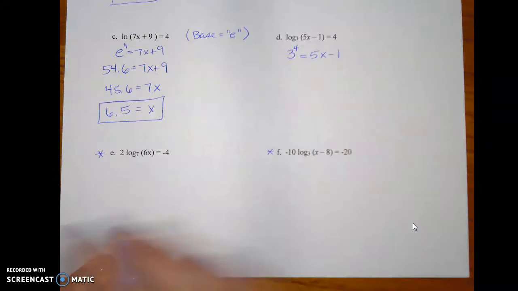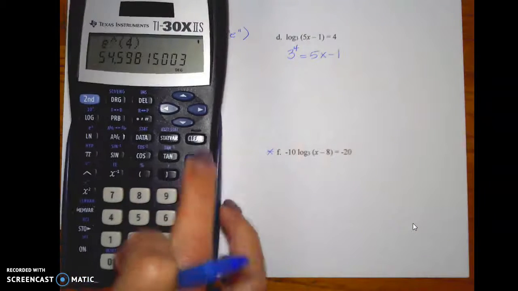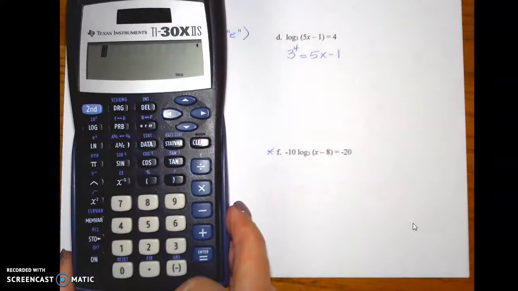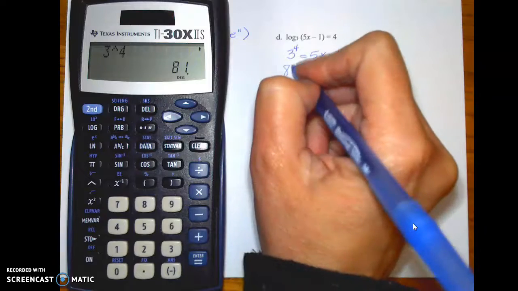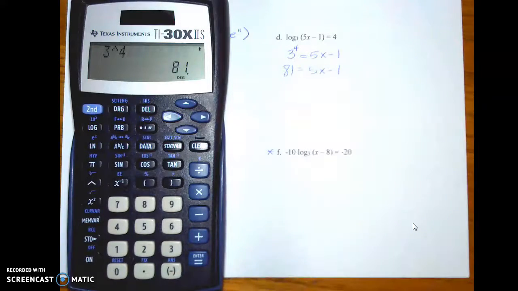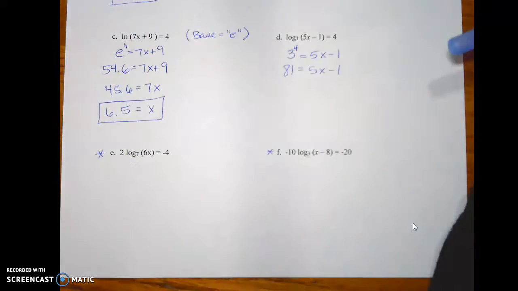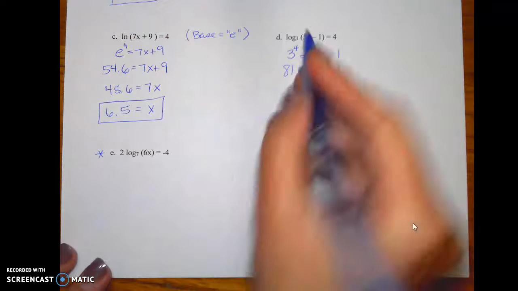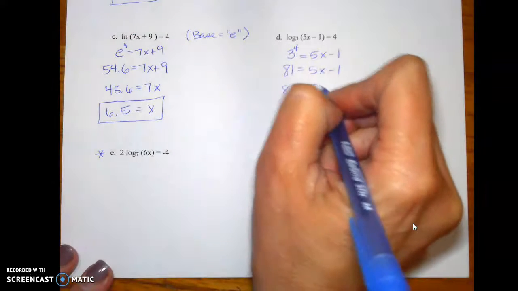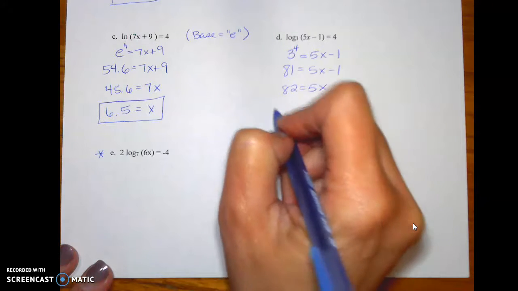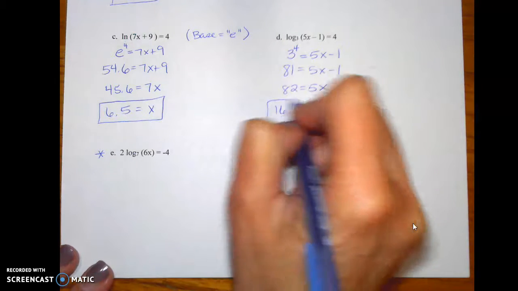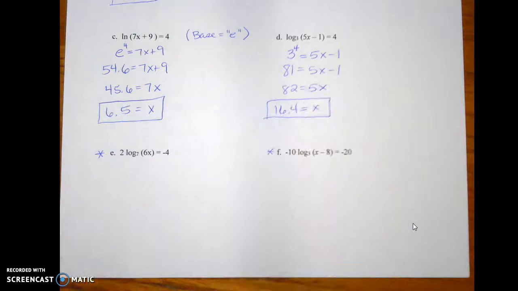If you don't know what 3 to the 4th power is off the top of your head, that's fine. You can use your calculator to get there. So you're going to go 3, and then you put the caret in there and raise that to the 4th power. And that's going to give you 81. And then from there, you can just continue with your algebra, move the 1 over using addition. 82 equals 5x. And then you can divide and change that into a decimal. And that's just fine. It's going to be 16.4.